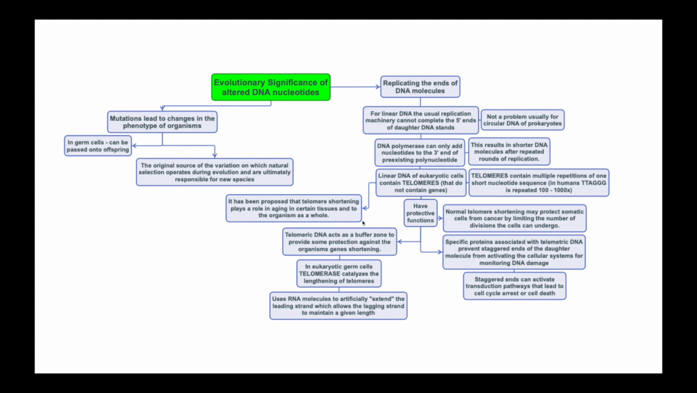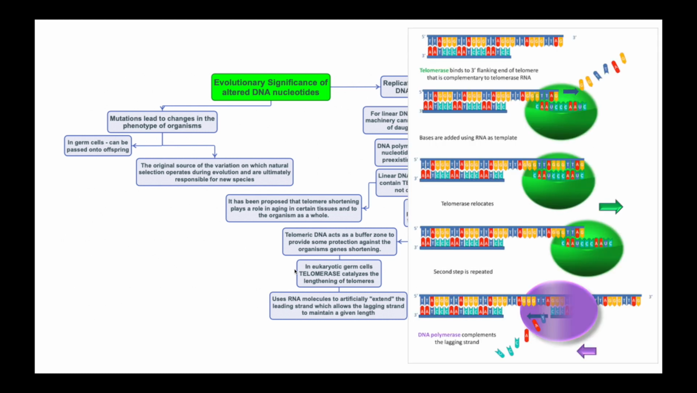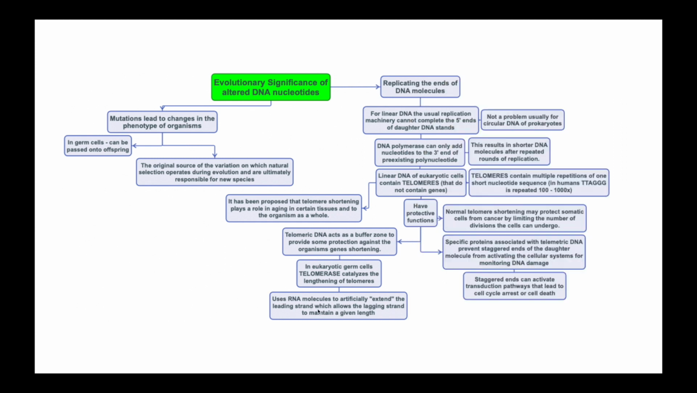Another thing that we need to know about these telomeres is that in germ cells, reproductive cells, there's something called telomerase, which is an enzyme that helps to lengthen the telomeres. So as those cells are replicating, we can make sure that we extend the leading strand, which is going to then artificially lengthen and allow us to add nucleotides to help the lagging strand maintain its particular length.